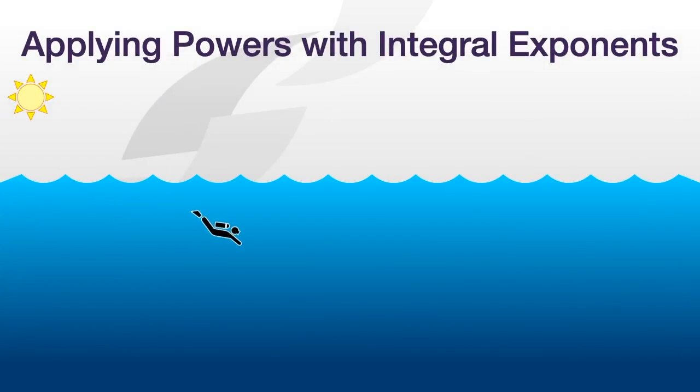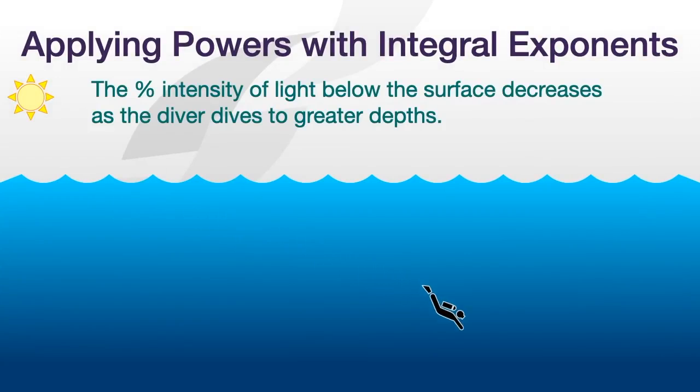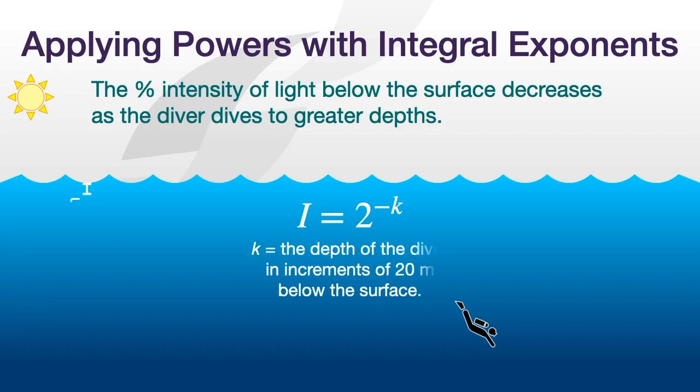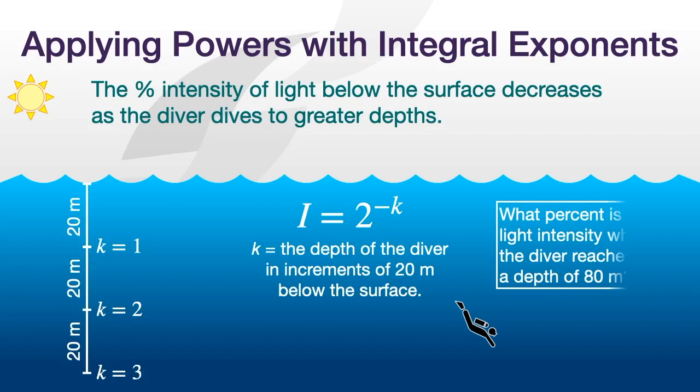Our final problem considers the intensity of light underwater as a diver dives deeper. As the diver dives deeper, the light intensity decreases. We can model this decrease by stating the percent intensity is equal to 2 to the power of negative k, where k is the depth in 20-meter increments. What percent is the light intensity when the diver reaches a depth of 80 meters?